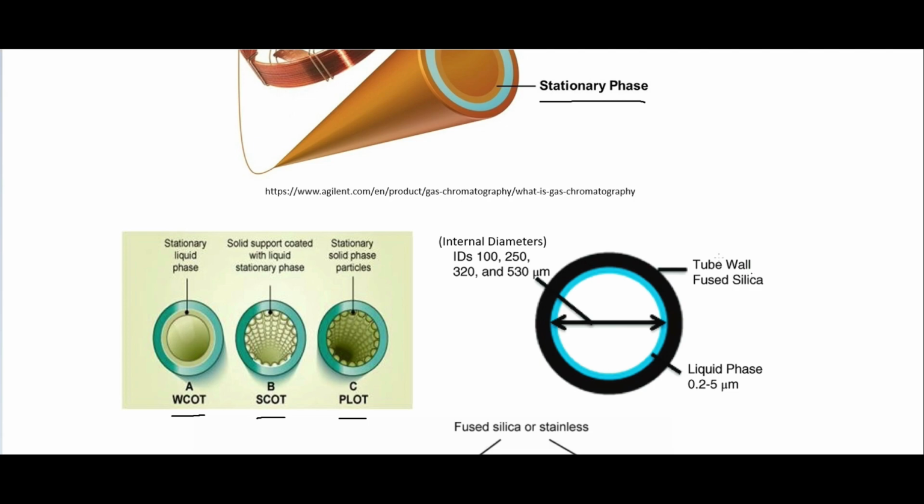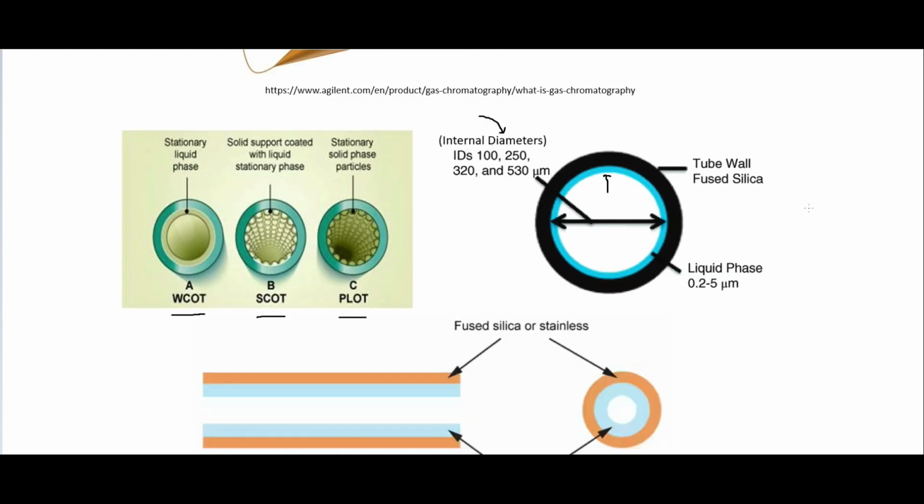Like I said, these are very thin columns. We can see here this has internal diameters, and these are in micrometers. So this diameter is in the micrometer range. The reason we want that is because we want the gas in the internal part of this to be in as much contact with the thin layer of the liquid, the stationary phase, as possible, because we want it to equilibrate with the stationary phase.